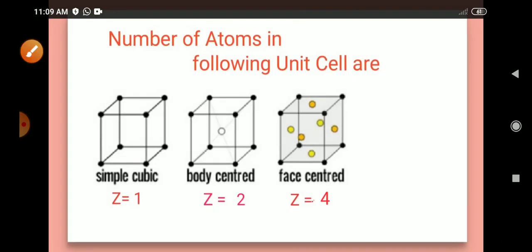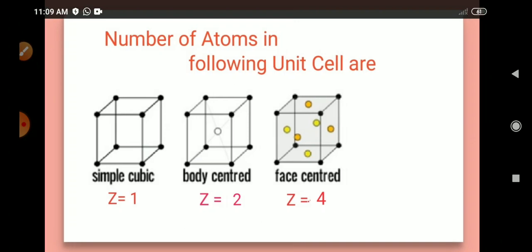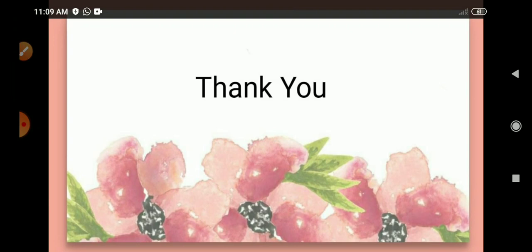So in this video we have discussed the number of atoms: in simple cubic 1, in body centered 2, in face centered 4. So this is all we have discussed about the number of atoms present in different unit cells.